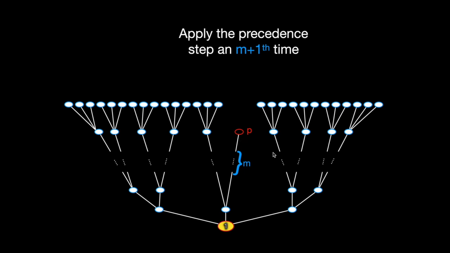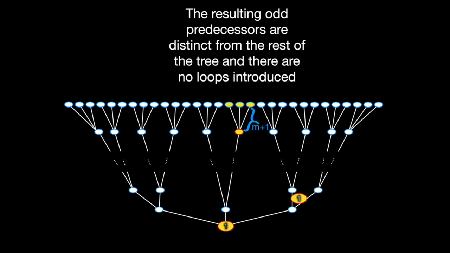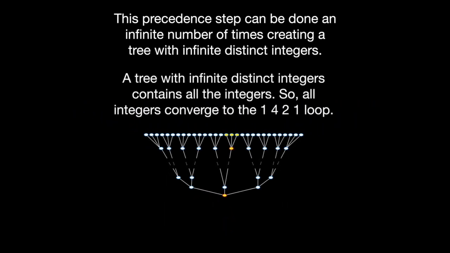So now I apply the precedent step at m plus 1 time. Bang, there I am. There's my m plus 1. All the resulting predecessors are distinct from the rest of the tree, and I've introduced no loops. So the precedent step can be done an infinite number of times, and that could create a tree with infinite distinct integers. A tree with infinite distinct integers contains all the integers. So all integers converge to the 1, 4, 2, 1 loop. And that's pretty much what the Collatz conjecture says.